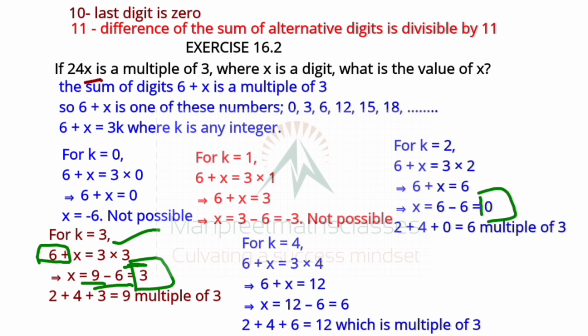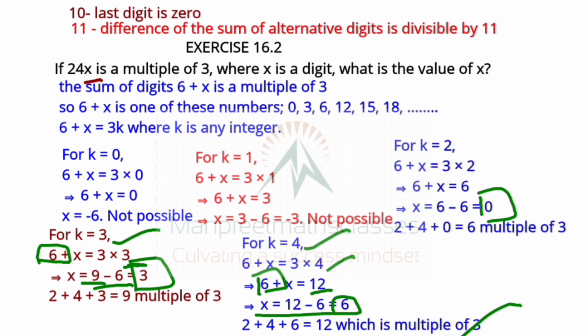Now k is equal to 4. So 3 into 4 gives you 12. We will transfer this 6. So the value of x here is 6, which is a multiple of 3. So x equal to 6 is also satisfying the given condition.